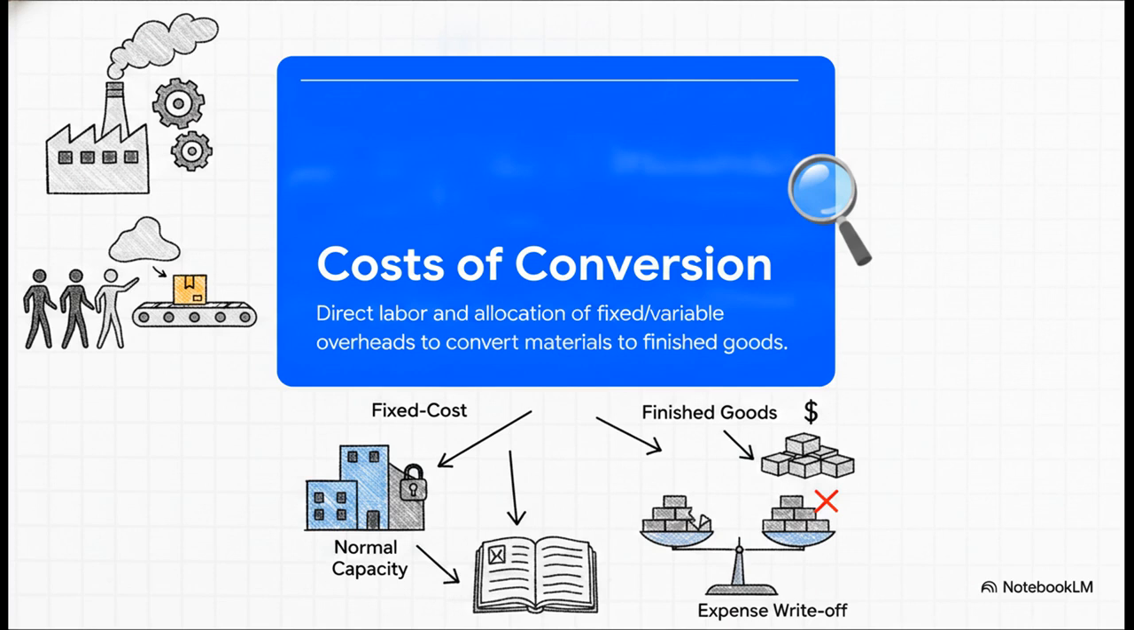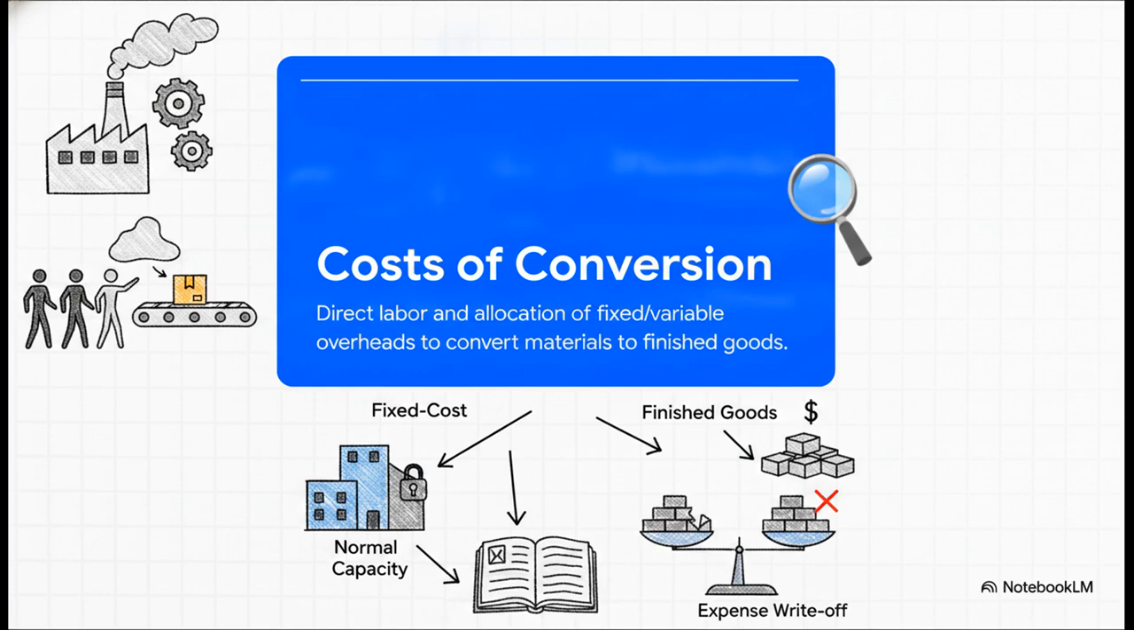Now, here is where it gets tricky. How do you allocate fixed production overheads? We're talking about things like factory rent or machinery depreciation, costs that don't change based on how many units you actually produce. IAS 2 is incredibly strict here. You must allocate fixed overheads based on normal capacity, not abnormally low actual production. Think about it. If your factory normally produces 10,000 units, but a worker strike causes you to only produce 8,000, you can't just dump the entire factory rent onto those 8,000 units.